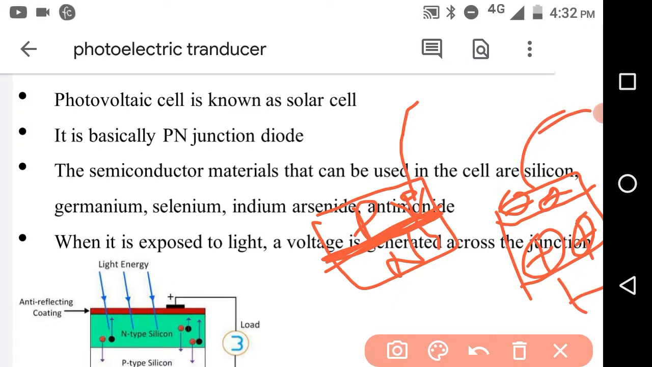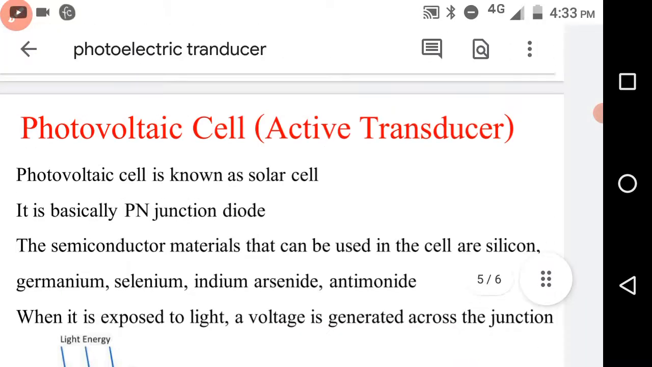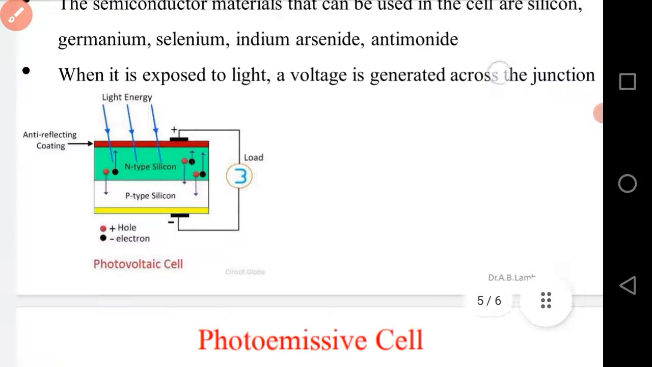So it is like a reverse bias p-n junction. There no biasing is provided, but when light is incident on it, the electrons get more energy and they jump to the holes which are far away from the junction, and that will create the emf. So it is an active transducer, the photovoltaic cell. The solar cell is the example.